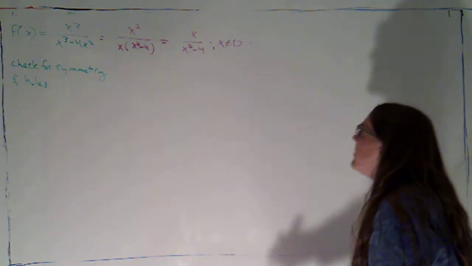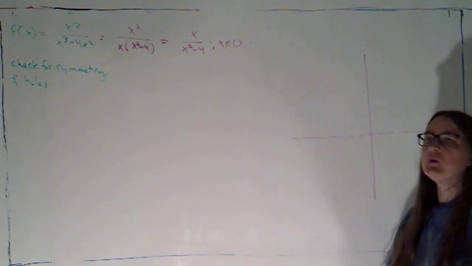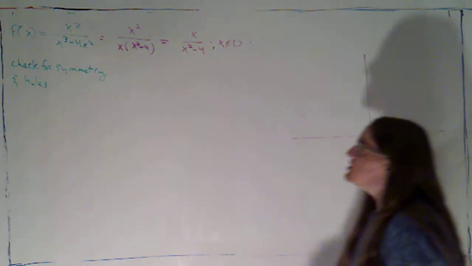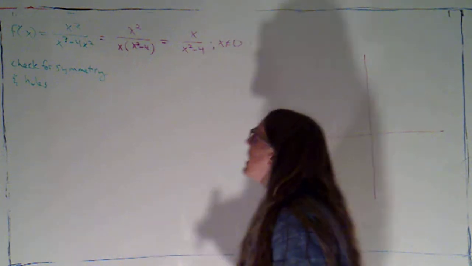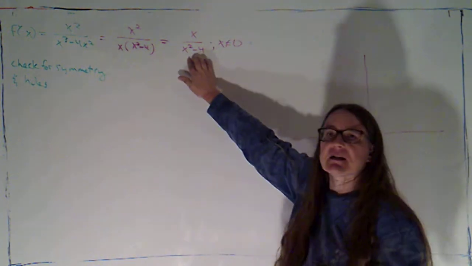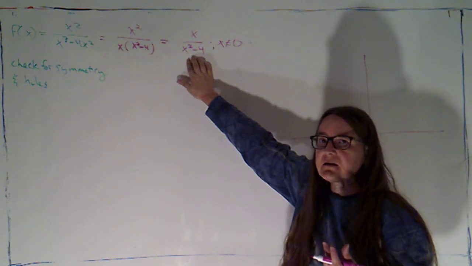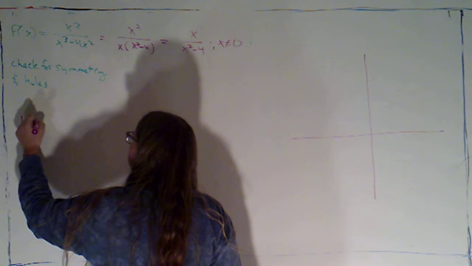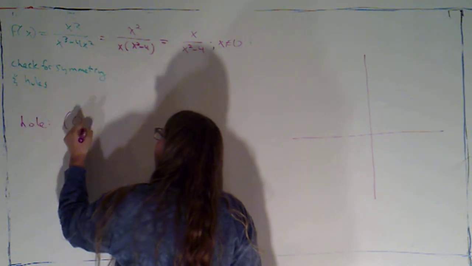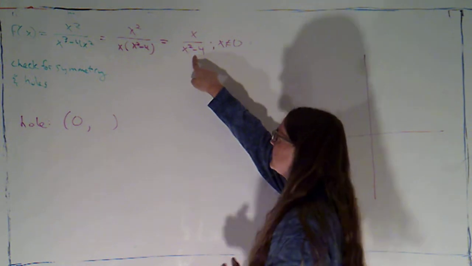Okay. But that really strongly suggests that there's going to be a hole in the graph there. Because notice, originally 0 made both the top and the bottom 0. But now it no longer makes the bottom 0. So it's not going to be the location of an asymptote. Rather, it's going to be a hole in the graph. And I find the value of the hole by plugging 0 into this function.